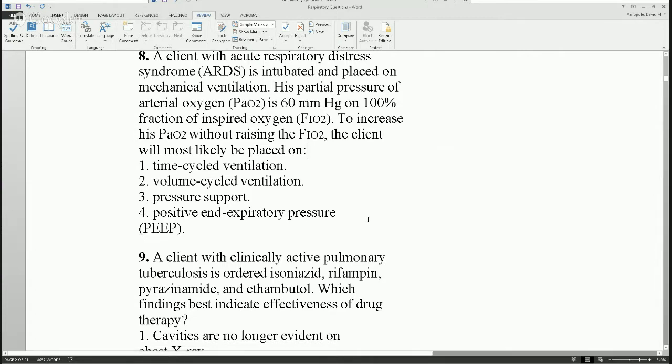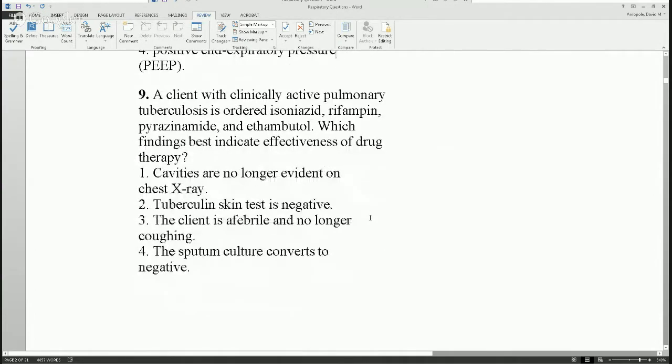A client with clinically active pulmonary TB is ordered isoniazid, rifampin, pyrazinamide, and ethambutol. Which finding best indicates effectiveness of the drug therapy? Is it 4? It is 4. Change in culture from positive to negative is the best indication of effectiveness of the antitubercular meds.